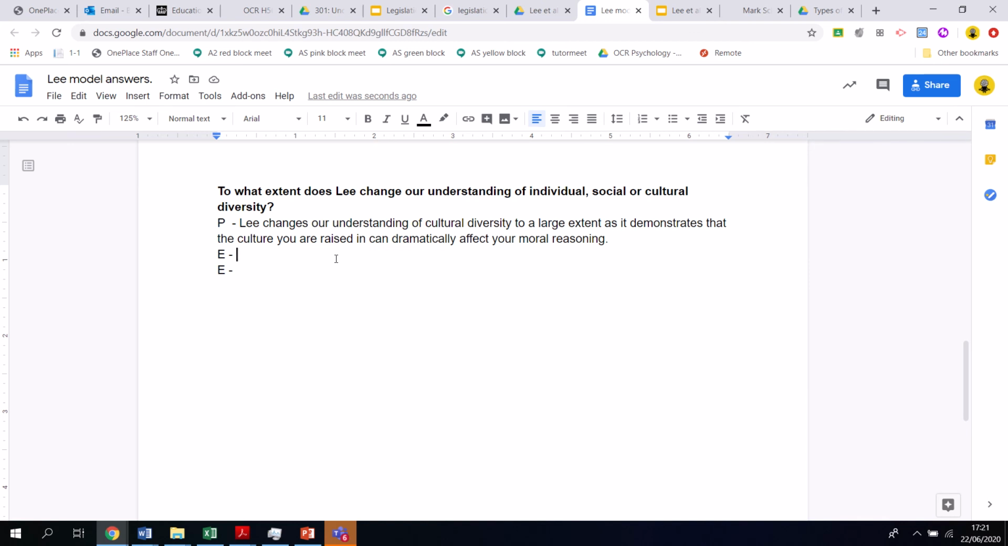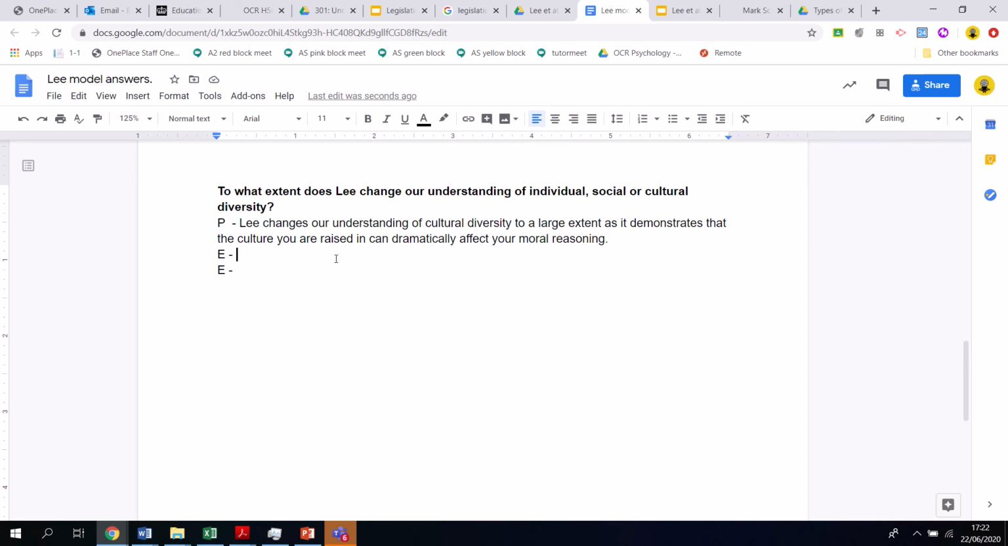But yeah, so I've made a point that Lee changes our understanding of cultural diversity. So I've clearly there picked my type of diversity. Don't make the examiner try and search for what type of diversity you're talking about, because obviously it's going to be harder for them to assign you marks if they have to actually search for what you're trying to say. So try and make it nice and clear.